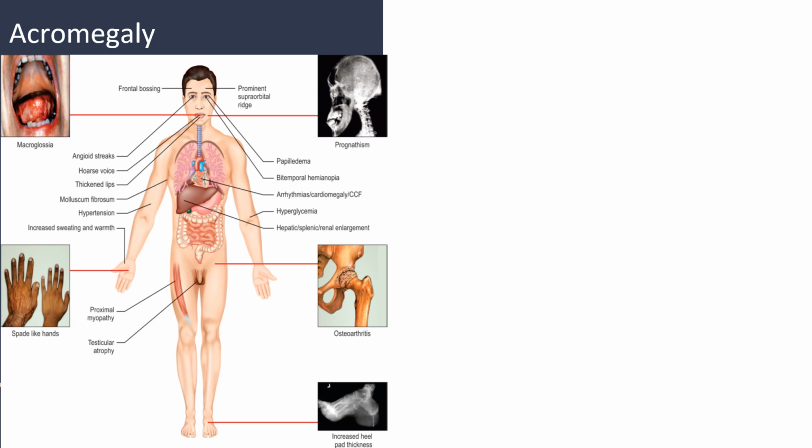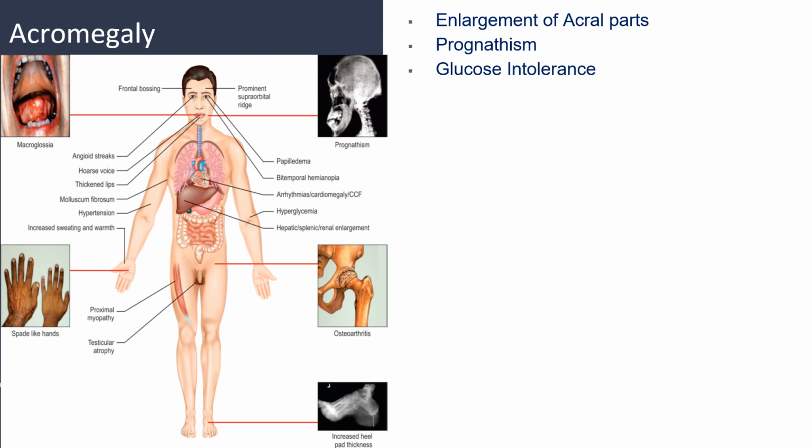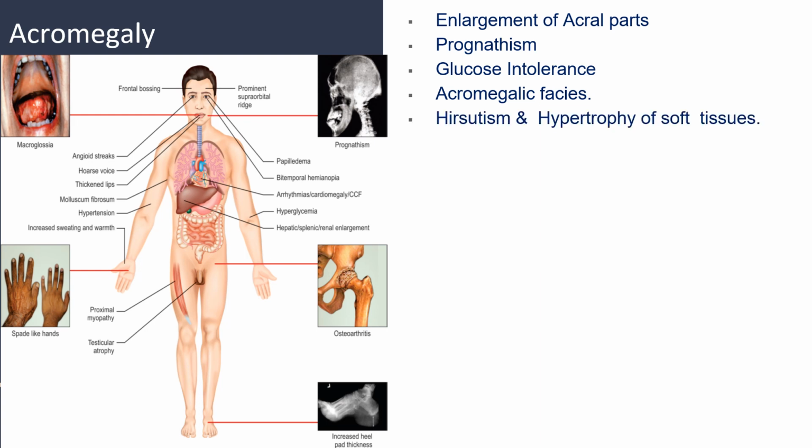Acromegaly: the characteristic features are enlargement of the acral parts of the body, especially hands and feet. Prognathism, it is the protrusion of the lower jaw. Glucose intolerance, acromegalic faces, overgrowth of the malar, frontal and the facial bones. Hirsutism, it is increased amount of the body hair and hypertrophy of the soft tissues.